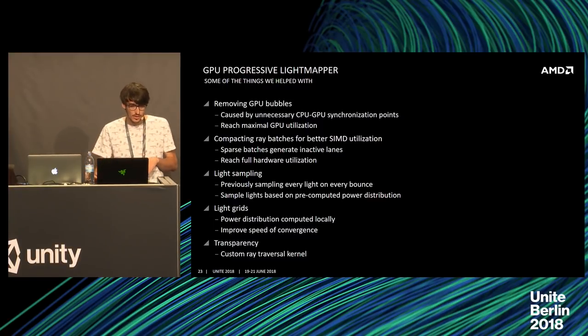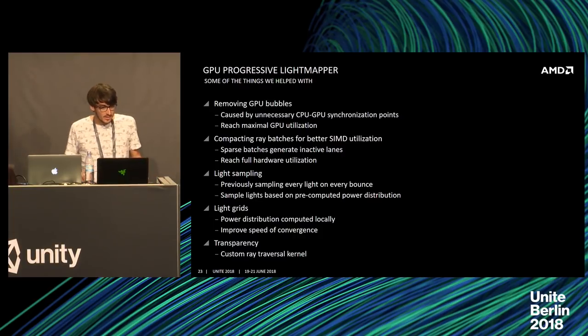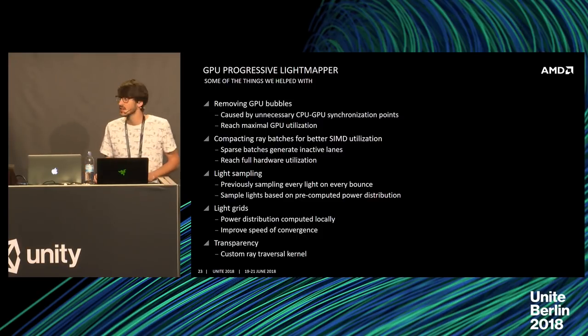On a kind of higher level optimization, we also added light sampling. The previous implementation in the Unity editor was sampling every individual light in the scene explicitly on every subsequent bounce. So you add two lights, it's twice as slow. You add four lights, it's four times as slow. So instead, we added power light sampling. As you bounce around in the scene, we will select a random light based on its power. The idea here is that the brighter the light, the more it will likely contribute to the final result. So by selecting it more often, we hope to reduce the noise and converge quicker.